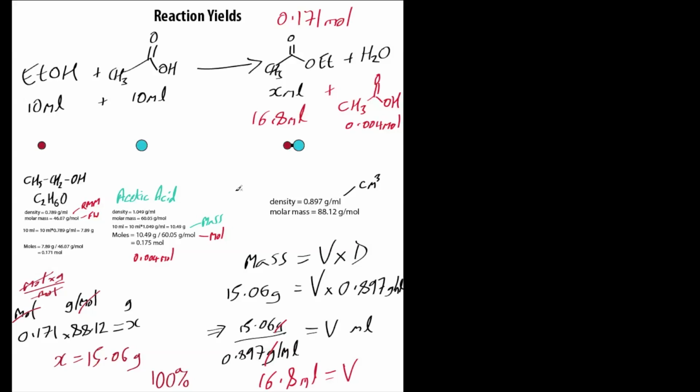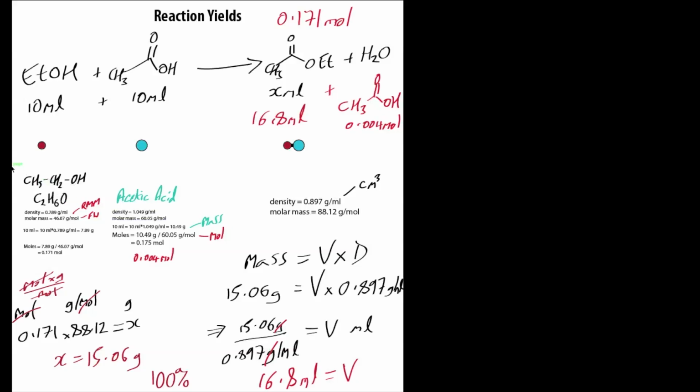So I hope this introduces you to a very real situation where you wouldn't be dealing with ideal numbers. This is actually a made up on the spur of the moment reaction, and we took 10 mils and 10 mils, and we didn't get quite 20 mils and things like that. The key message to working out yields, I hope I've emphasized that. First of all, we convert any volumes to mass.